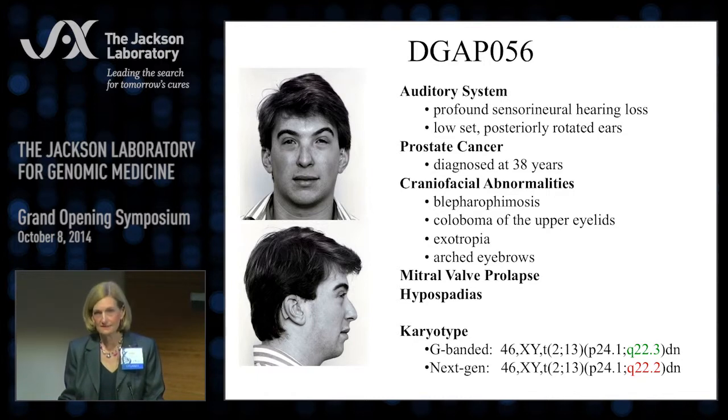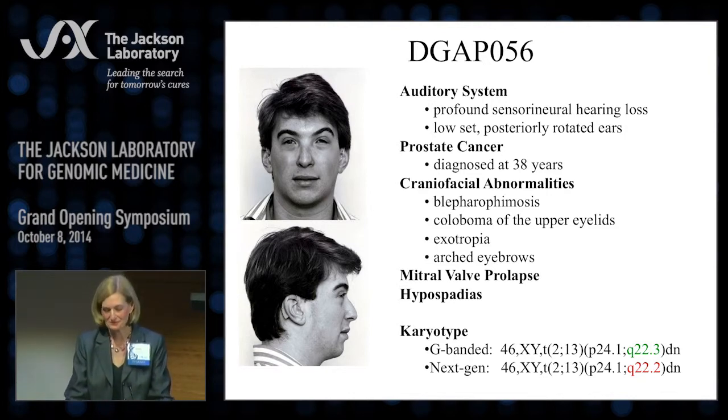he sent me an email to say that he had been diagnosed with prostate cancer at age 38, and he wondered whether his chromosome rearrangement had anything to do with that. I wondered too. I was a little frightened to say yes or no, because basically I didn't know. So I said, I have no idea. So what we did was, and this case was started before we actually had next generation sequencing.